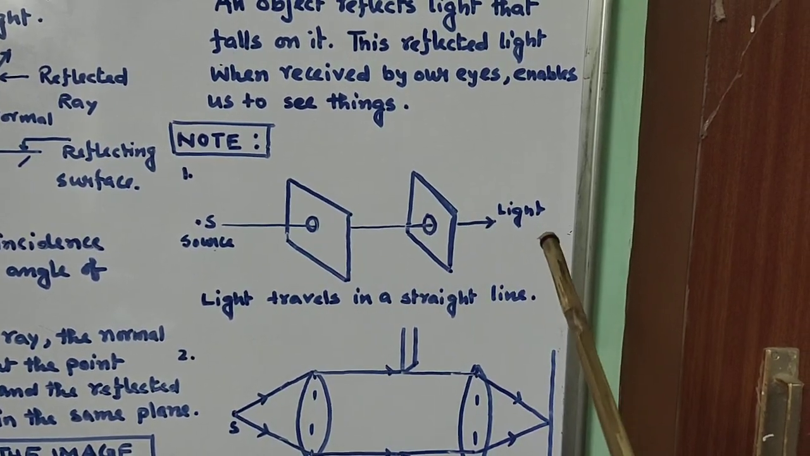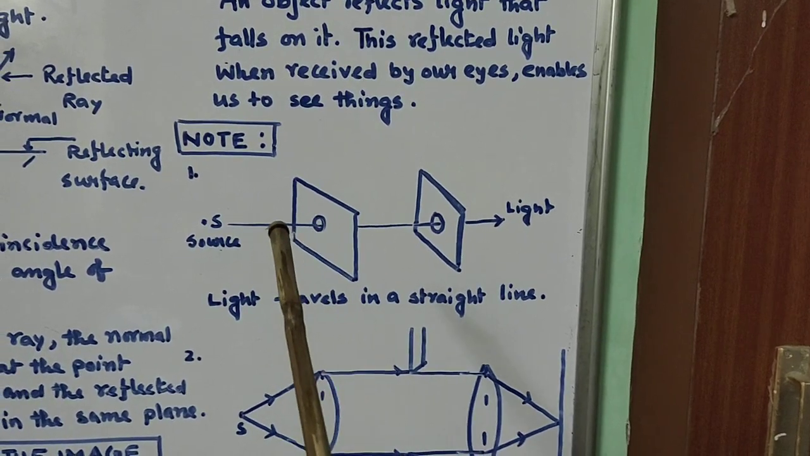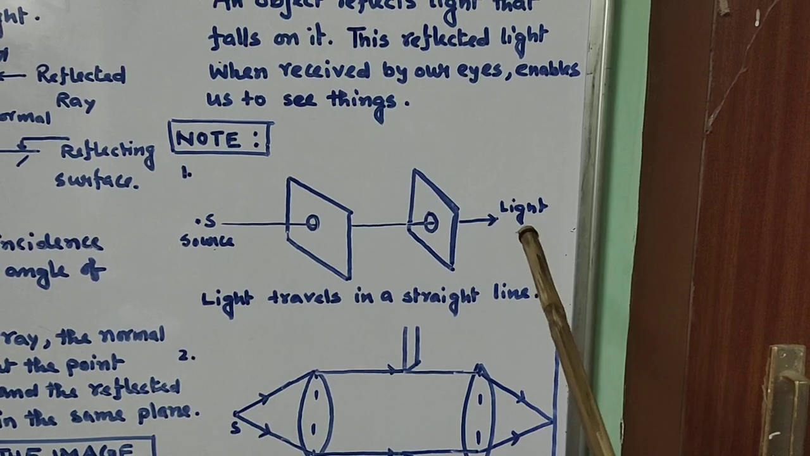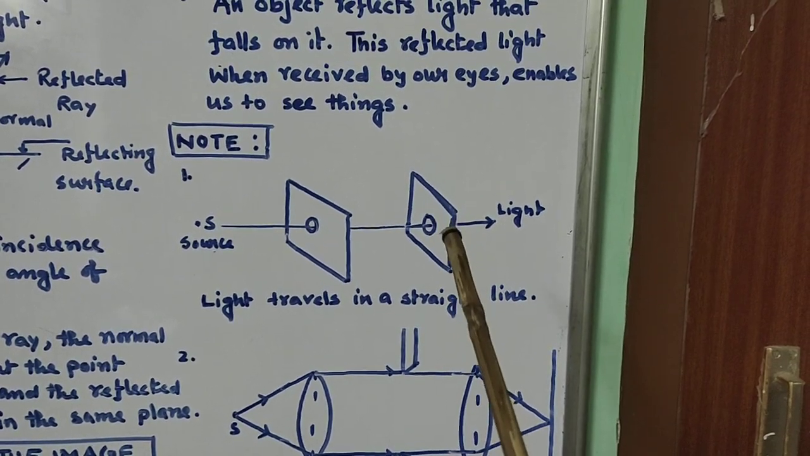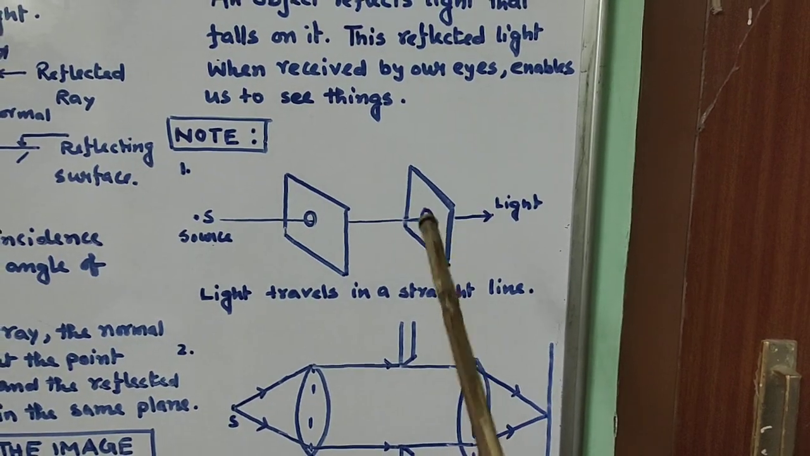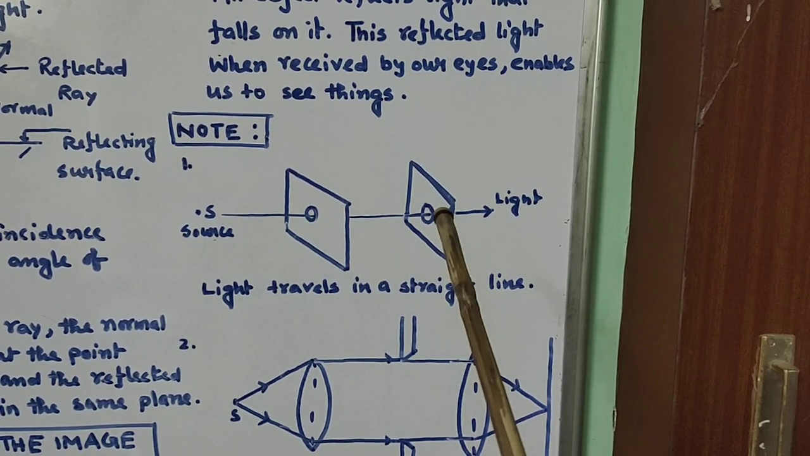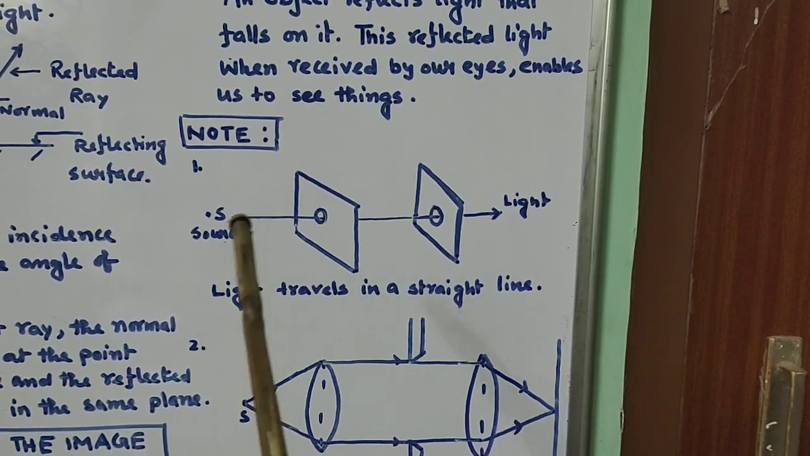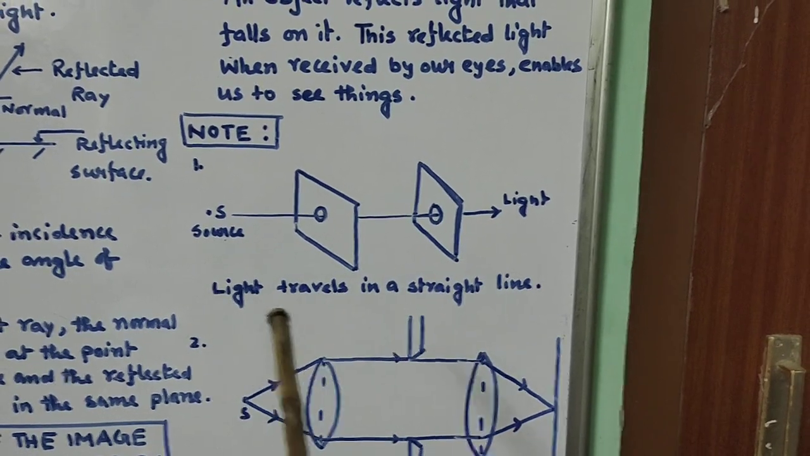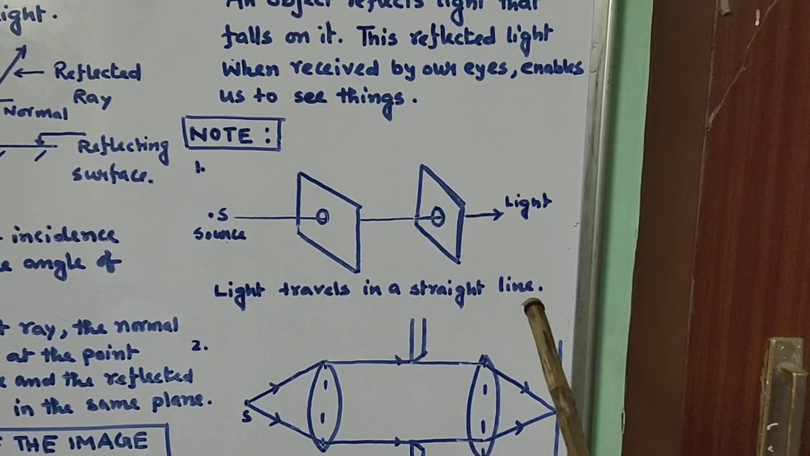Now we can see the light from this side if these two pinholes are in a line, but we are not supposed to see light if somehow we displace this cardboard, and displacing this cardboard means these two pinholes are not in line. So this experiment shows that light travels in a straight line. So this is one important point, that light travels in a straight line.